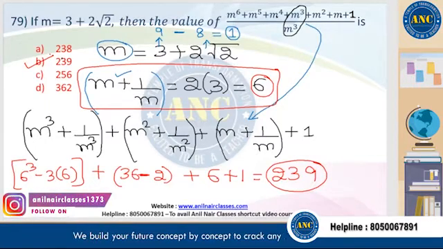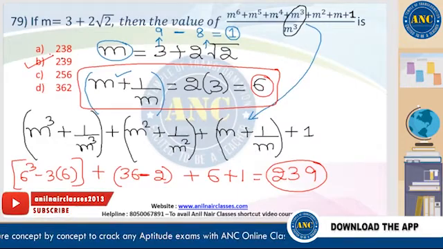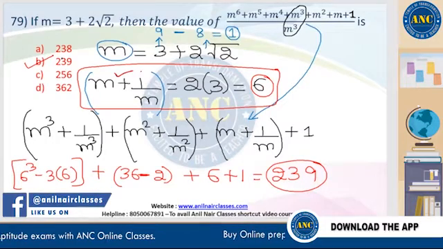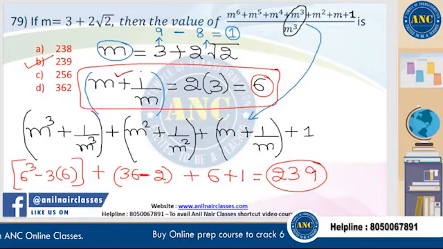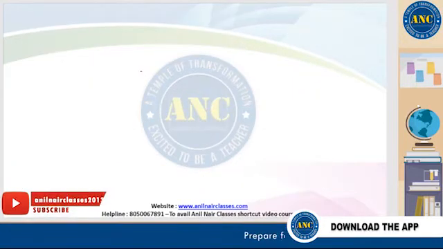Option B. That means there is no difference between question 78 and 79, except that in 78 they directly gave this value, and in 79 I found out that value. I hope the idea is very clear for you people. I hope the idea is clear, sir.